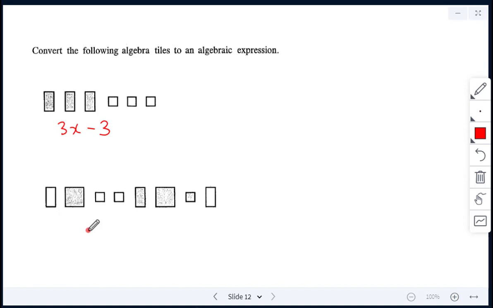All right, here, this last one, we're going to cross out or cancel out any positive and negative tiles of the same size. All right, so here we have 2 positives, so that's 2x squared. And then we can cancel out negative and a positive like that. So we're left with a negative 1x. And then here we have 1 shaded, 1 unshaded. So we're left with minus 1. So 2x squared minus 1x minus 1.